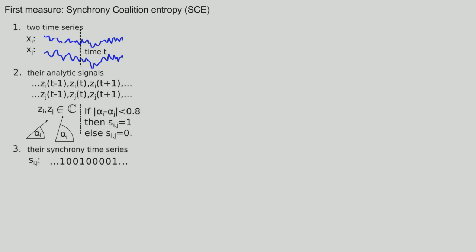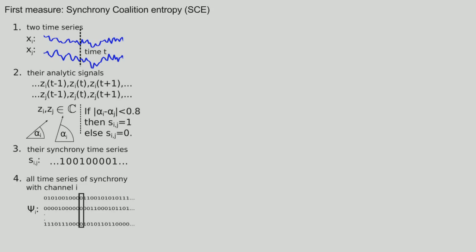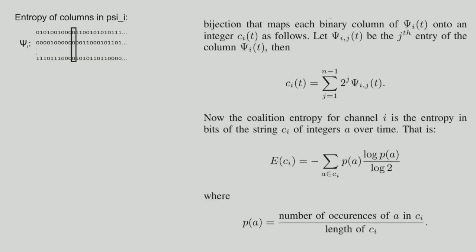Now, having such synchrony time series, for a particular channel, let's say the ice channel, you get such synchrony time series with all other channels. Then you can see how diverse this is, and to check that you can compute the entropy. Once again, you could map such a binary column to some integer, for instance by this bijection. It doesn't matter what bijection it is; the only point is to get one symbol for a particular column. Then you get once again your sequence of different symbols, and you can compute the entropy of this symbol sequence. This is what we call synchrony coalition entropy.